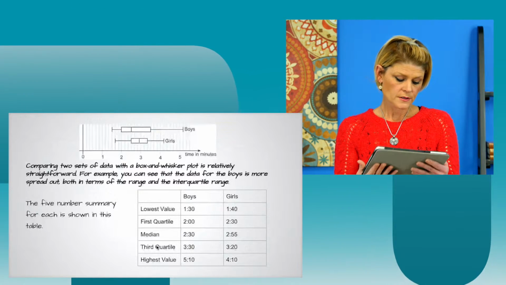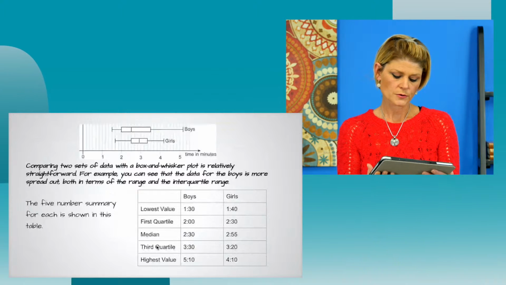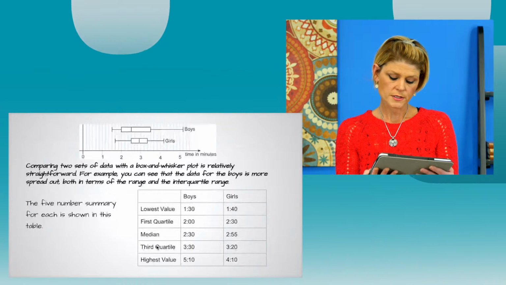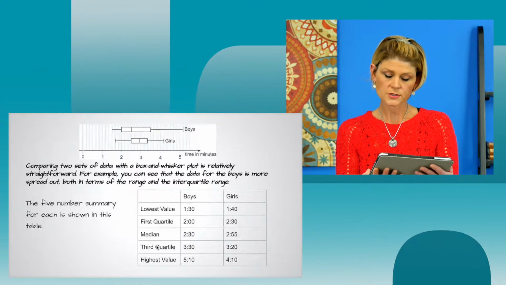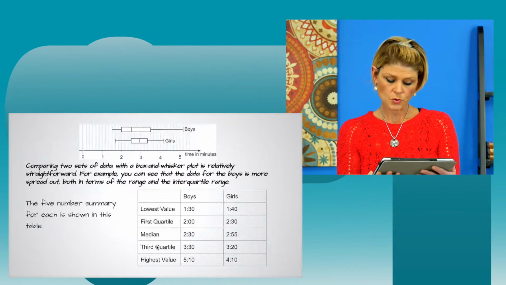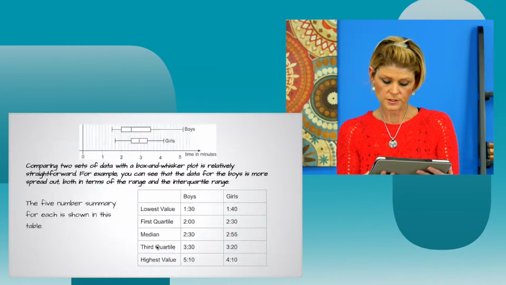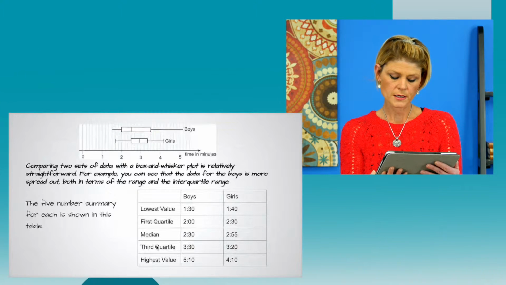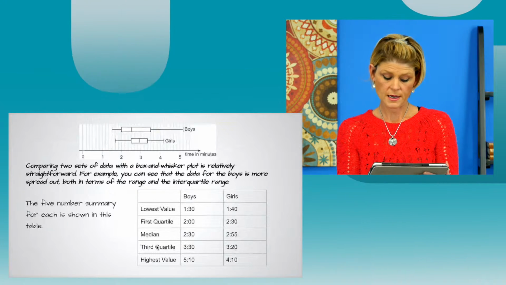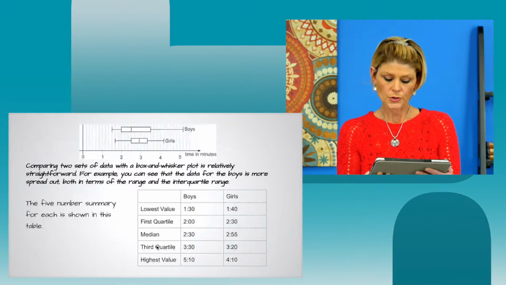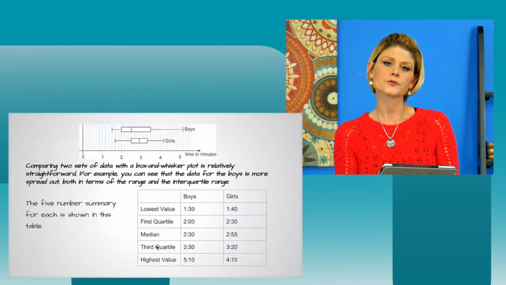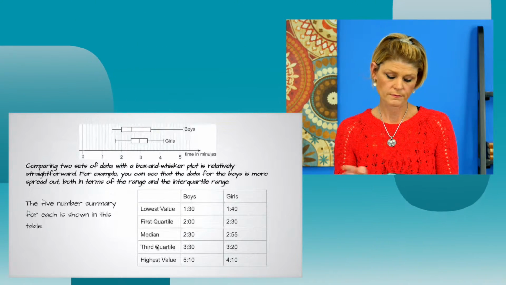Now let's take a look. The 5-number summary for each is shown in this table. So for the boys, the lowest value is 1 minute 30 seconds. The girls' is 1:40. First quartile, 2 minutes 30 seconds. You can see the rest for the median, the third quartile, and the highest value. And if it helps you, you can pause this video and see how those numbers correspond to the box and whisker plot.